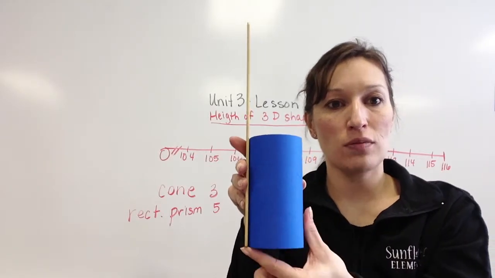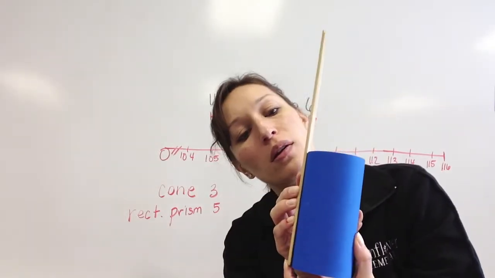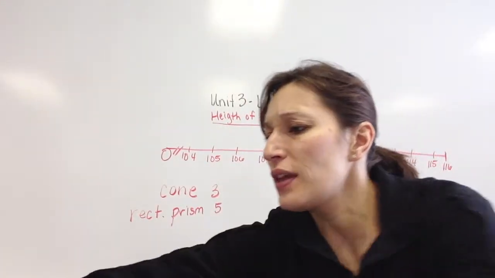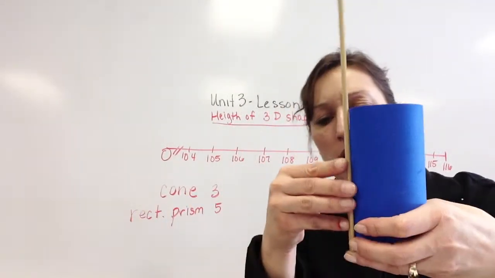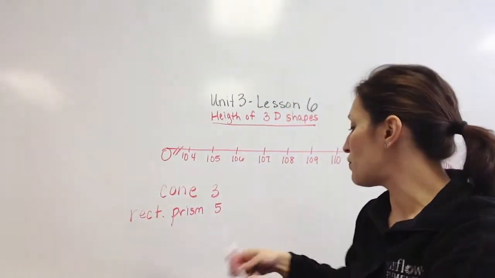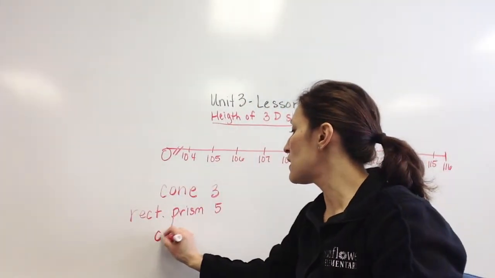Let's start to measure. 6. Actually, I think that might have been closer to 5. I'm going to round. 5. Okay. It was 5 too, and that was our cylinder.